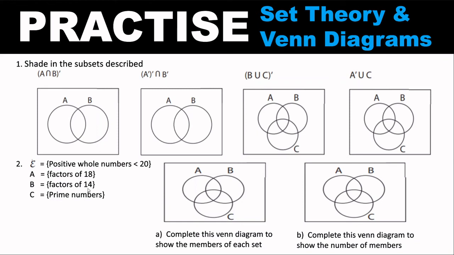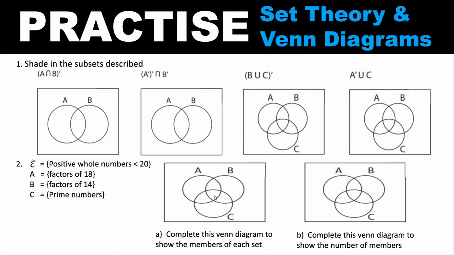For set B, it's the factors of 14. For set C, it's the prime numbers. Now let me help you out here. Remember, we always start by completing a Venn diagram with what's in the intersect. Well, in this case, we have 3 intersecting sets, and there's only one value that belongs in all 3 of those sets. What value is a factor of 18, a factor of 14, and also a prime number?